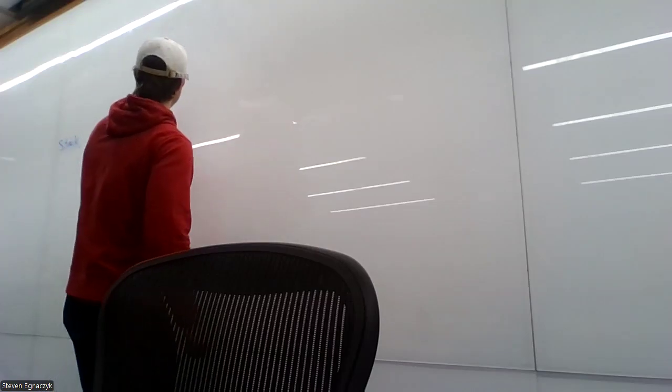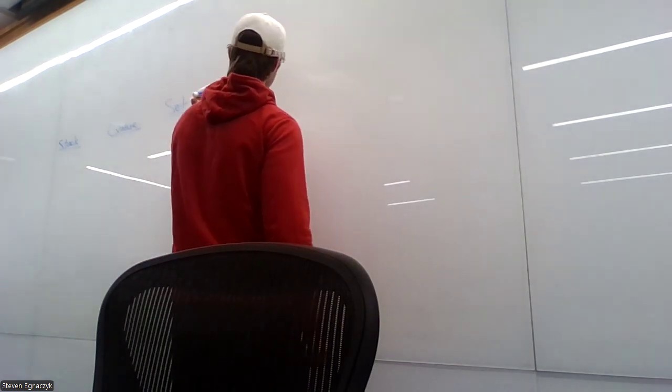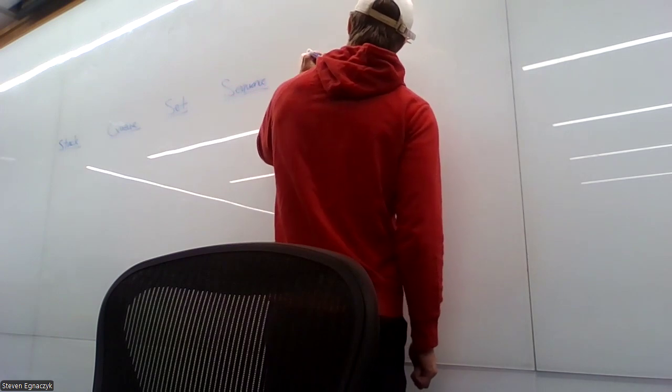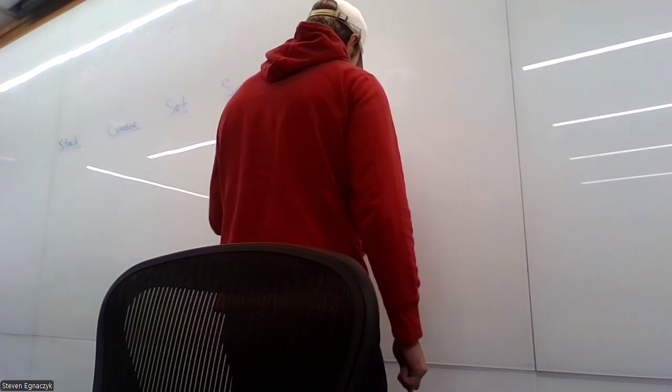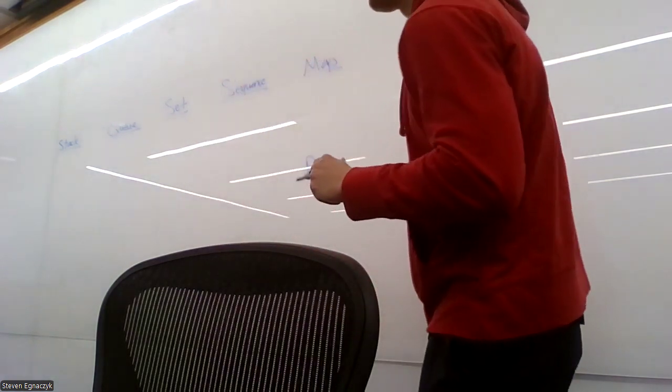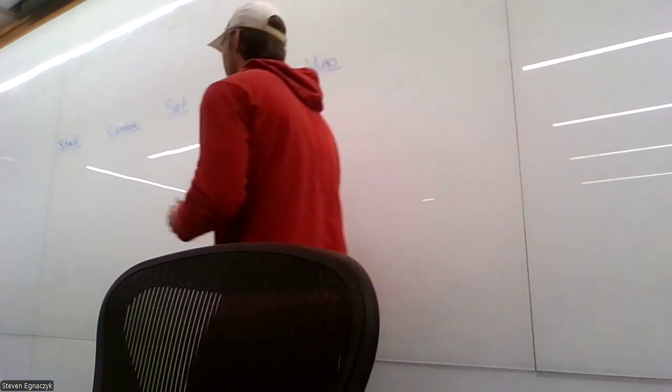Okay. So we can start. I'm going to start it over. So we have the stack, we have the queue, we have the set, we have the sequence, we have the map, and within that we have the pair. Am I missing any of them? I will get to that point when we get there.